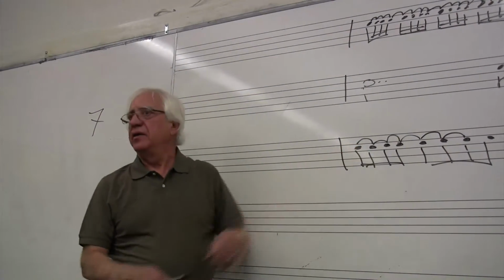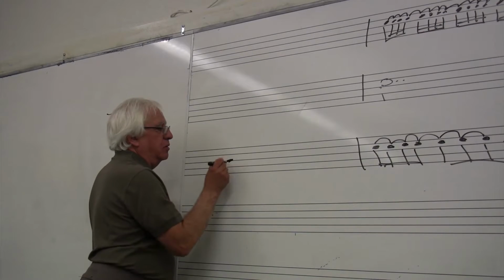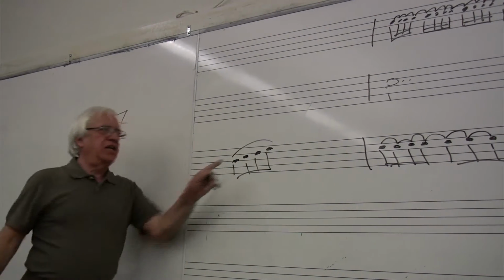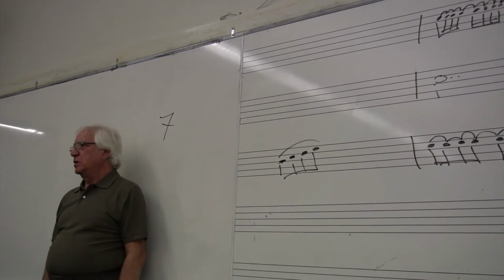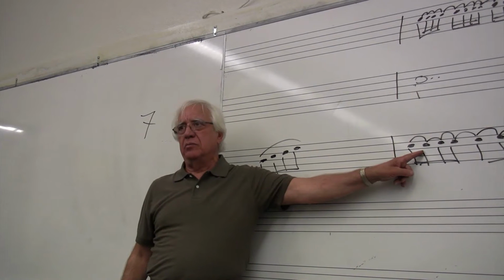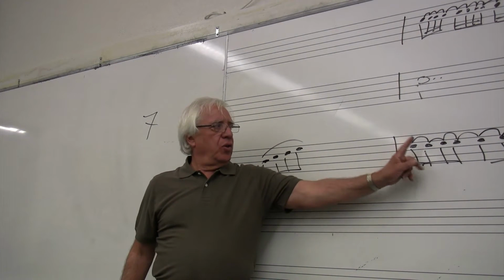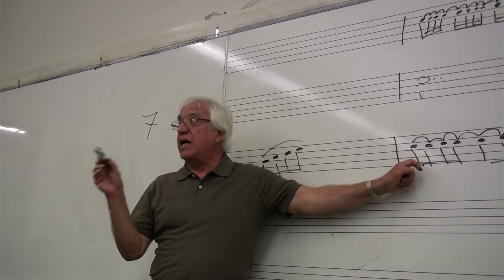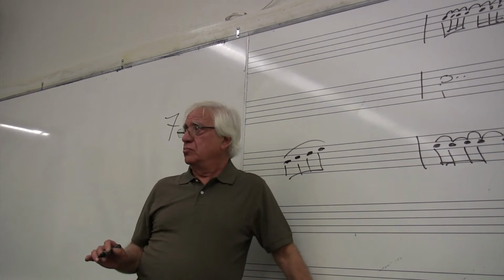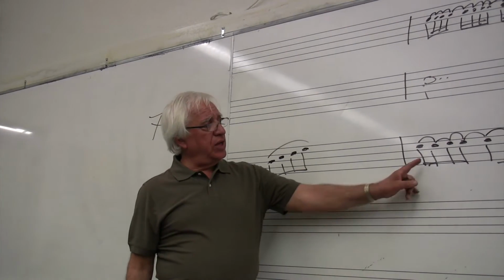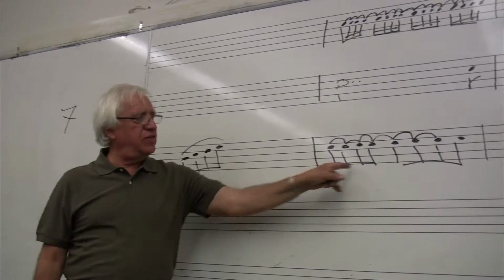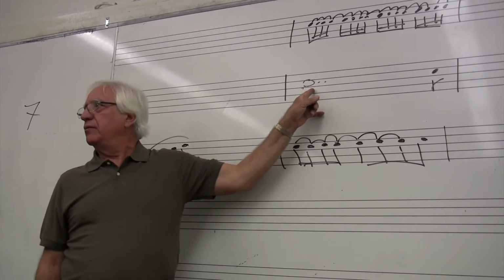This is a tie. This is not a tie. This is a tie because the notes are the same. So therefore, this is a tie that says I'm tying these notes together, adding the value, tying them together. So in essence, this equals this note, because I've tied these values together to equal that.